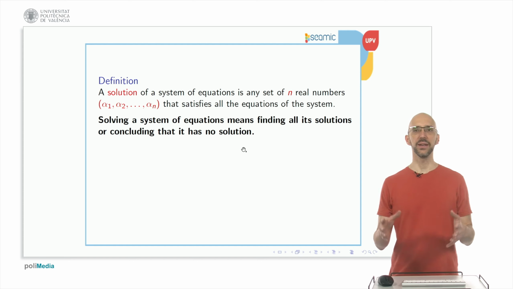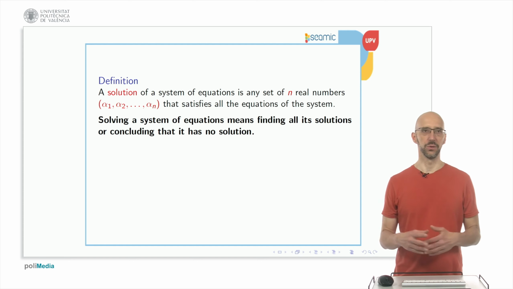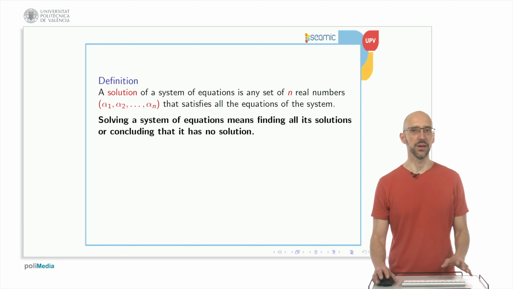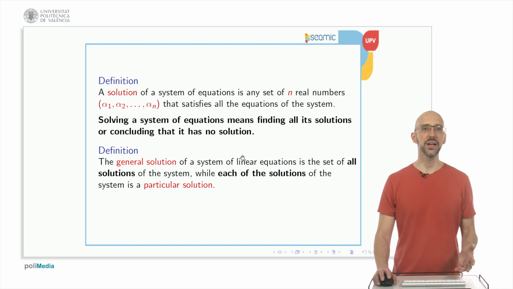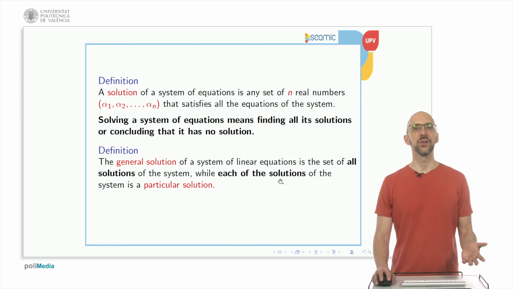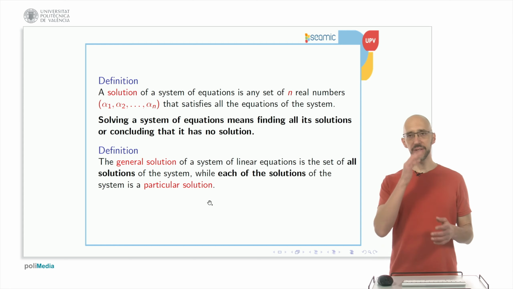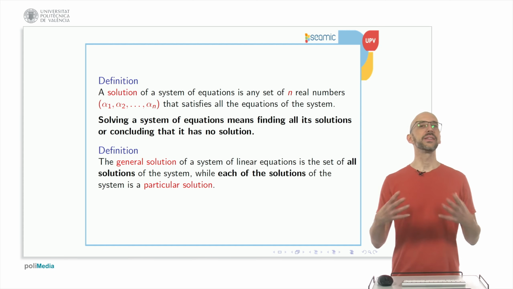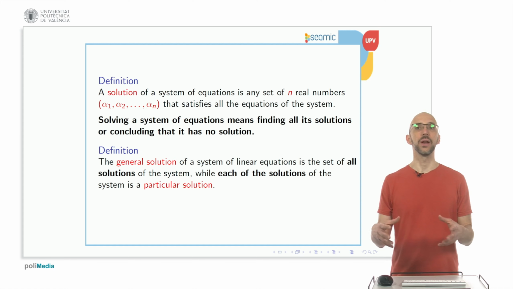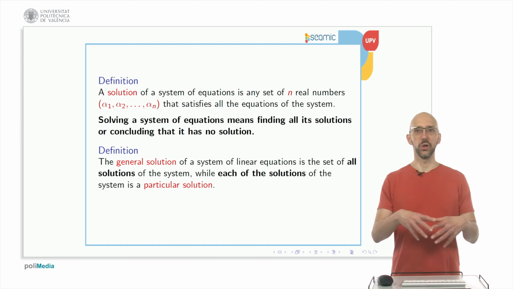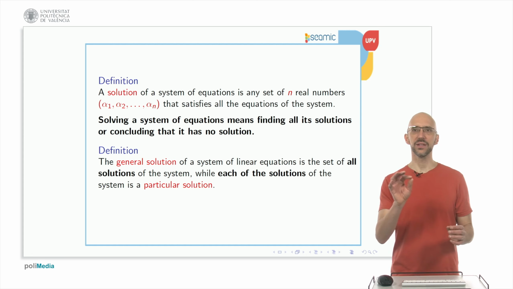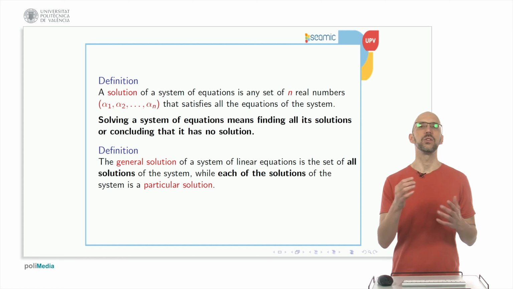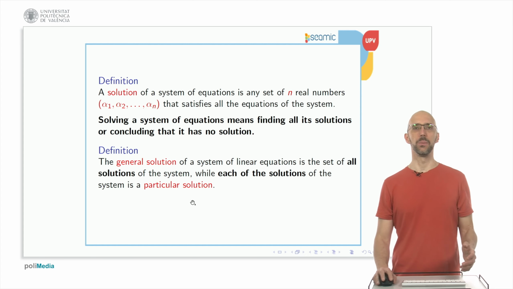But the key point is, again, when solving a system, find all possible solutions with the definition of solution given here. The general solution of a system is the set of all solutions of the system, while each of the solutions is a particular solution. This is better understood when you see a solution. Imagine that you have an infinite number of solutions, so the solutions depend on a parameter. This is the general solution, which includes all possible solutions. But if you give the parameter one specific value, then you obtain a particular solution. The difference is important, okay?